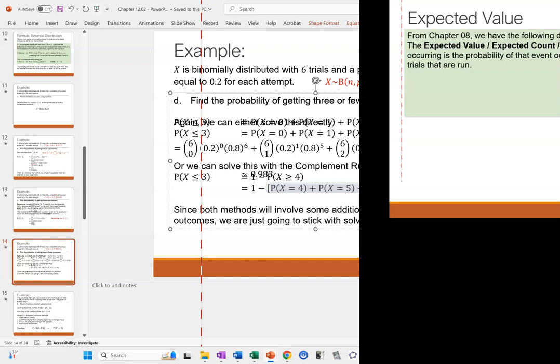Next thing we're going to talk about are expectation and variance with regard to these binomial distributions. So if I want to calculate the expectation of a binomial variable, it's just n times p, the number of trials times the probability of success. Doesn't matter the binomial distribution. Every binomial distribution, I can compute the expectation by just doing n times p.